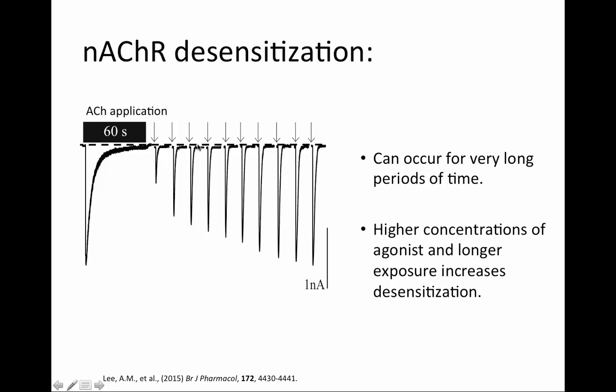This period is 25 minutes long, so desensitization can occur for long periods of time. In general, the higher the concentration of agonist and the longer the exposure, the greater the receptor desensitization. Nicotinic receptor desensitization is an important mechanism in nicotine addiction, which we will talk about in a later week.